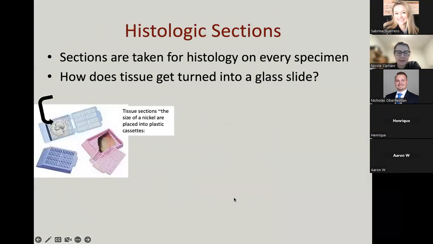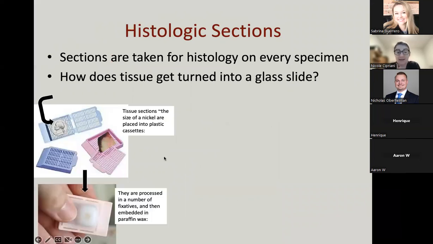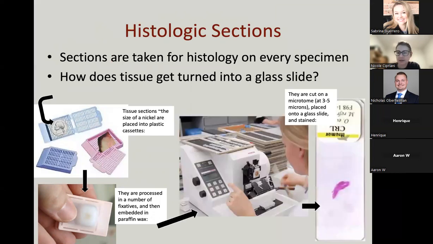So how does that happen? The sections about the size of a nickel are placed into these plastic cassettes. They're processed in a number of fixatives. They're embedded in paraffin wax, and there they can be preserved essentially indefinitely, for years, for decades. But to see the microscopy, we cut them on a microtome, place them on a glass slide, and stain them.